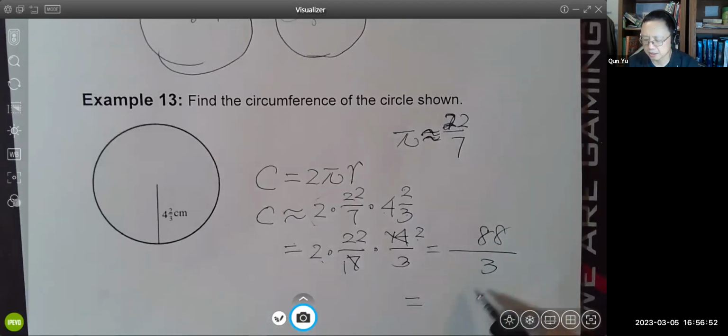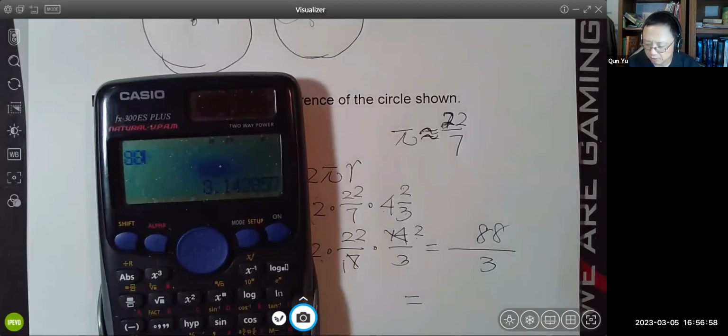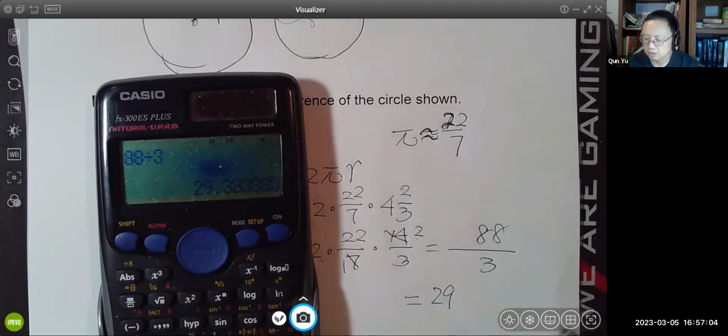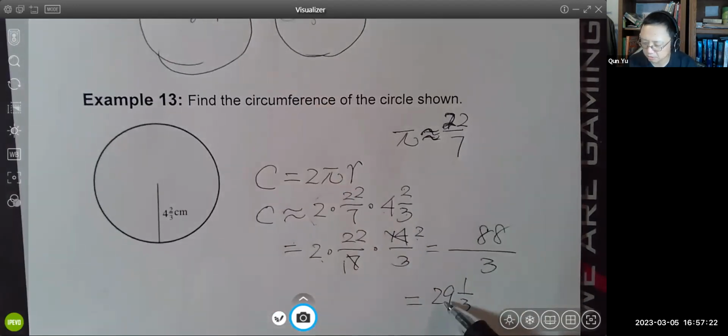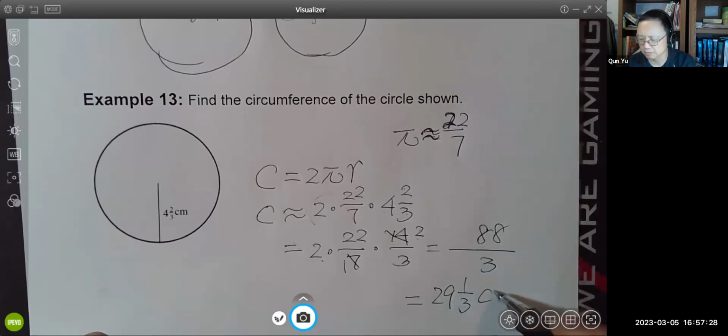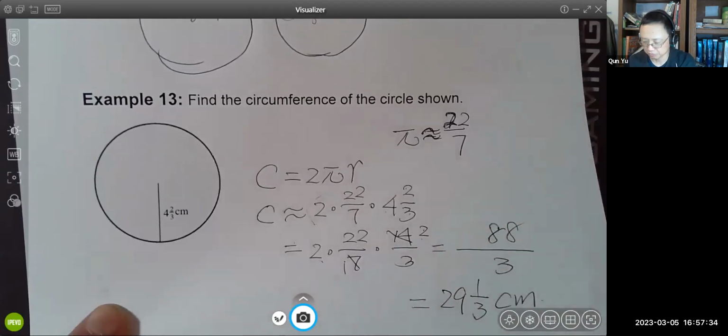Now convert it back into a mixed number. This is how you do that. You can calculate it quickly: 88 divided by 3 to see the whole number part. That's 29. Now let's look at the remainder. Use 88 minus these two multiplied together, so 88 minus 3 times 29 is 1. So we get 29 and 1/3. It makes sense. If you multiply them together, 29 times 3 is 87, plus 1, 88. And the unit is centimeters. So the circumference of the circle is 29 and 1/3 centimeters.